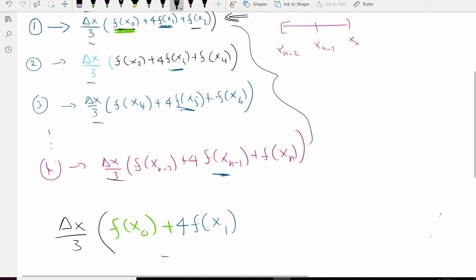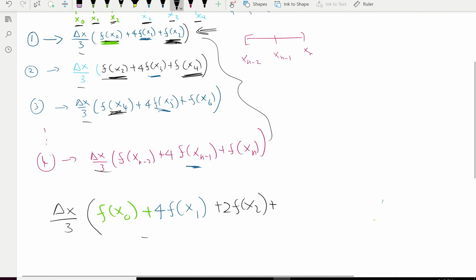And look at this, the even indices 2, 4 appear twice. Here you have f(x2), and you add f(x2) to this, so there will be 2 f(x2)s, 2 f(x4)s, so there will be a couple of terms from the even index function terms. So there will be 2 times f(x2), 2 times f(x4), 2 times f(x6), and so on. The pattern continues, and the very last point appears only one time, f(xn), and the term before that is odd, so the coefficient is 4, so 4 f(xn minus 1).